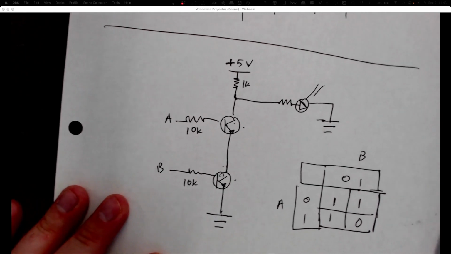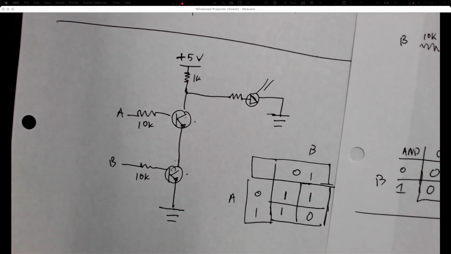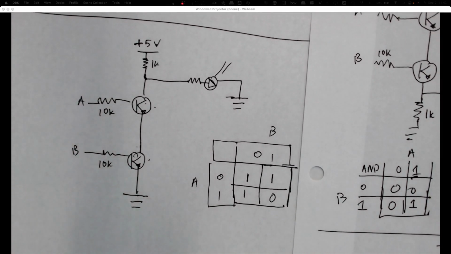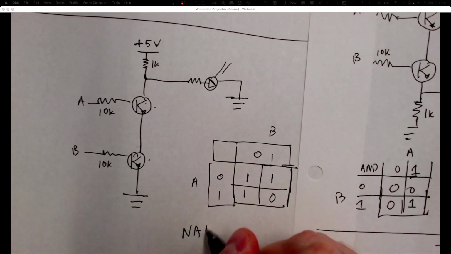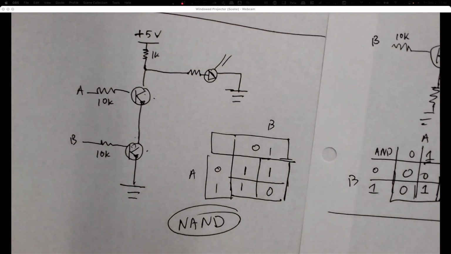Now, what I want you to notice is, let me shove this over. I put just next to it here, from before, the truth table for the AND gate. What do you notice about the 2 truth tables? It's the exact opposite, right? So if this is an AND that we started with, what should we call this? NAND, for not AND. So what we have made here is a NAND gate, for not AND.